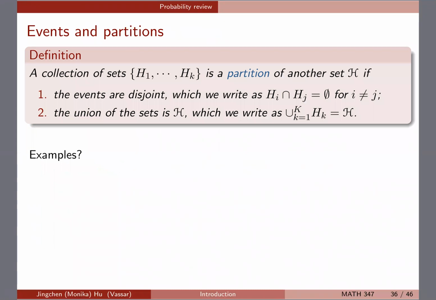So first of all, we talked about partition already, but let me give you the formal definition really quick. A collection of sets, H1 to HK, is a partition of another set, curly H, if two conditions hold. The events are disjoint, meaning that there's no overlapping between any of the events. And the union of all of the events, which is the collection of the sets, is the curly H set. So that's why you can see that the union of all of the HK is H.